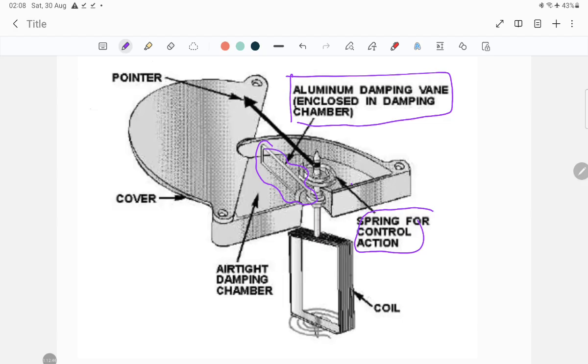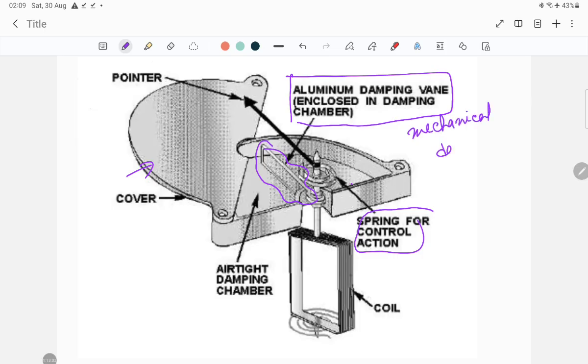So this vane is implemented inside a closed chamber. Here you can see that this is the cover, and this cover will help you create a closed chamber. This is an airtight closed chamber, so there will definitely be some air, but the air cannot come out, and no air can go into the chamber. So how will this vane provide the mechanical damping effect?